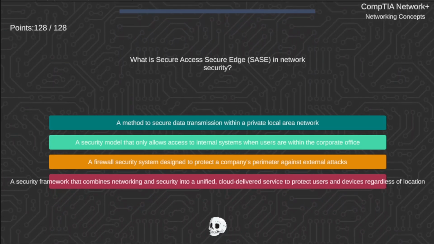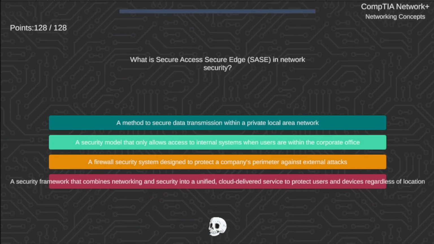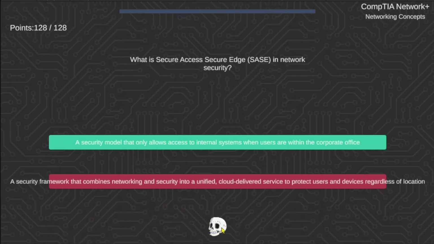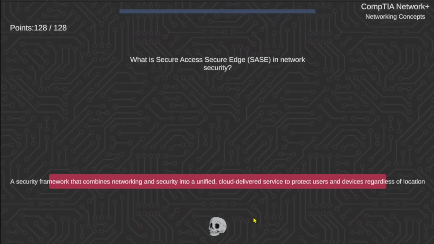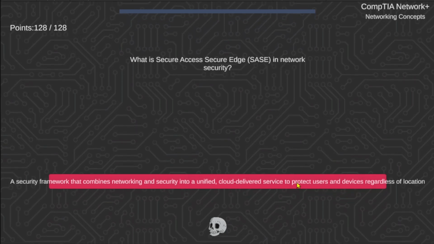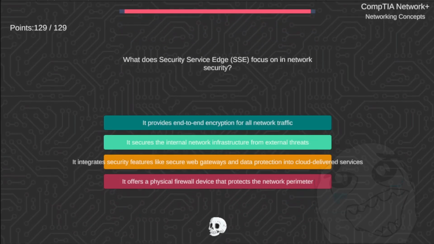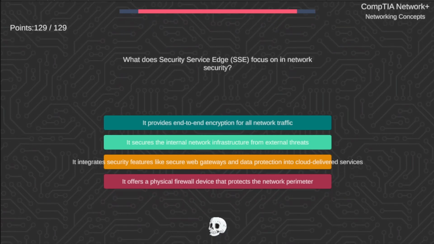What is a Secure Access Secure Edge, SASE, in network security? Correct answer is a security framework that combines networking and security into a unified cloud-delivered service to protect users and devices regardless of location. What does Security Service Edge, or SSE, focus on in network security?